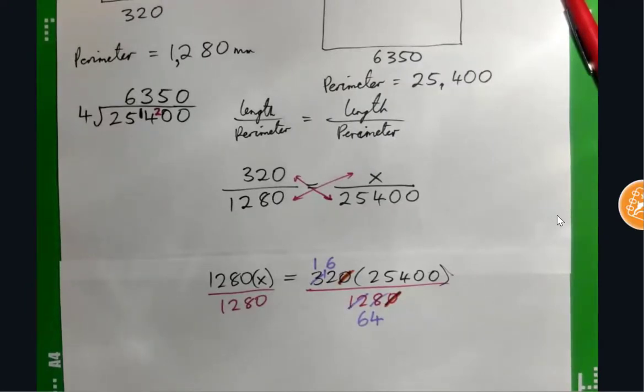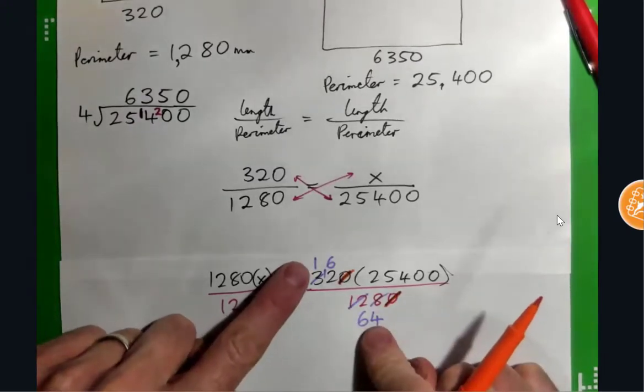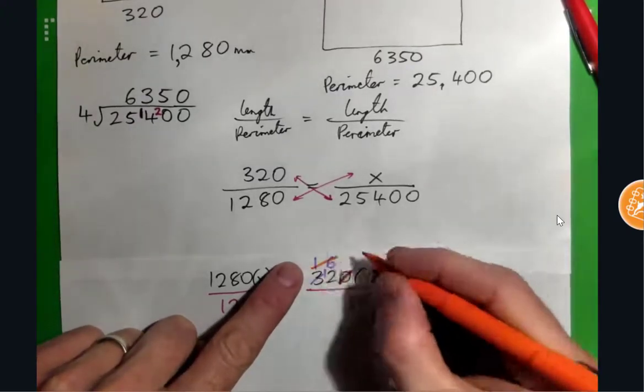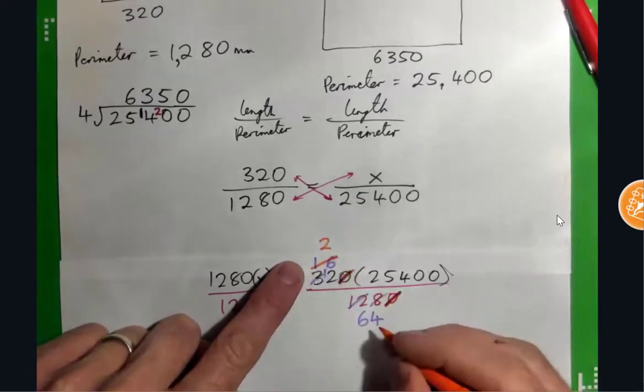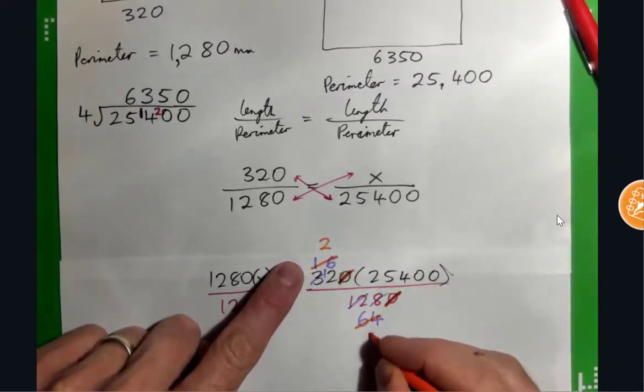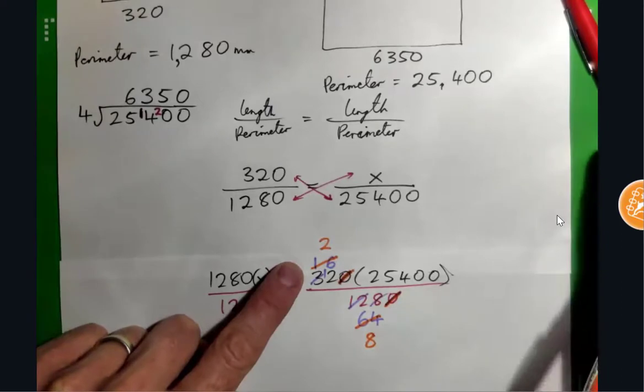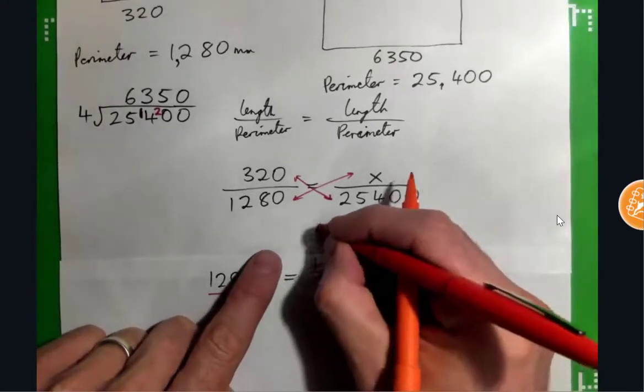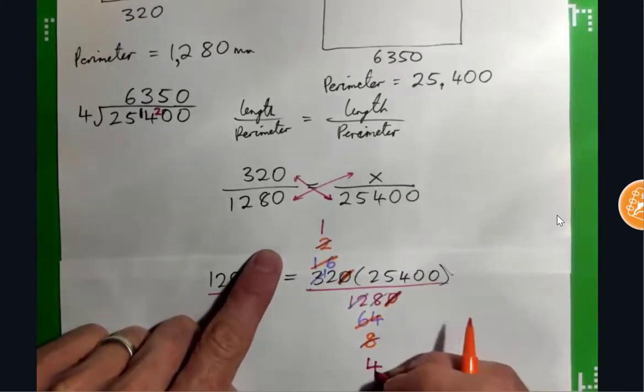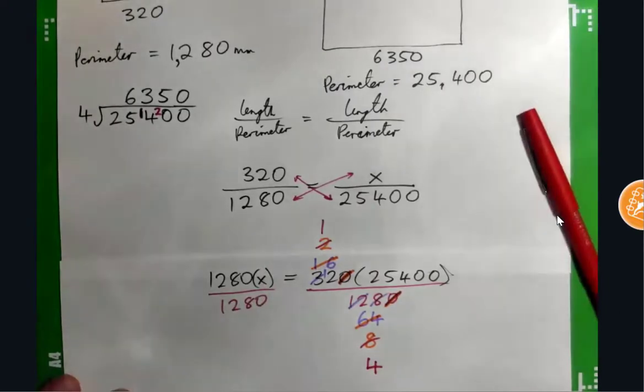So you got 16 here and 64 here. What can you cross cancel now? What can go into each one? 8. 8 times 8 is 64, and 8 times 2 is 16. Now I can go 2. 2 goes into 2 once. 2 goes into 8 4 times. So after all that, on the left, we get a fraction.